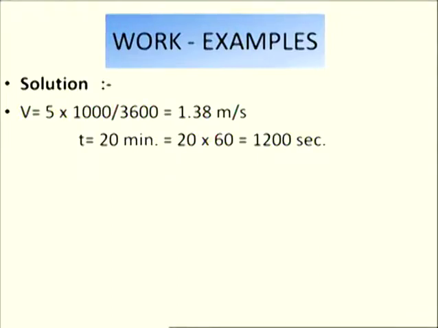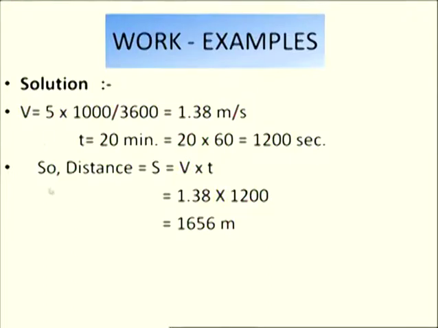Velocity is 5 km per hour. So we have converted this kilometer into the meter, so that is 5000 meter, and this hour is 3600 second. So speed of this thing is 1.38 meter per second. And we have to find out the work done in 20 minutes. So total 1200 second is there.